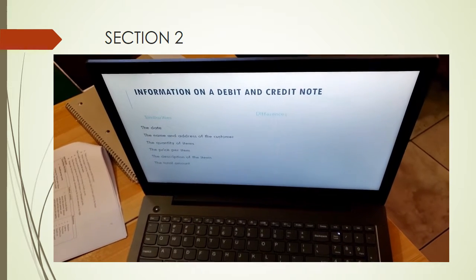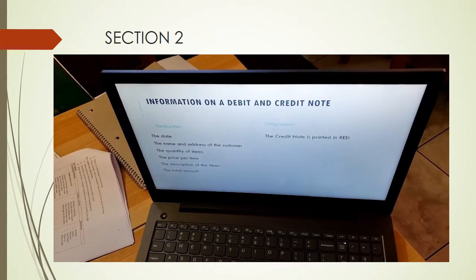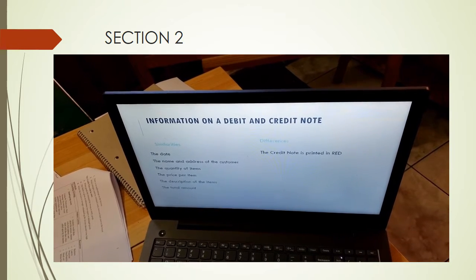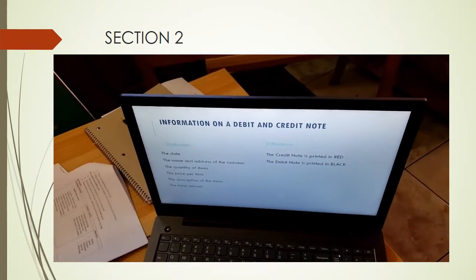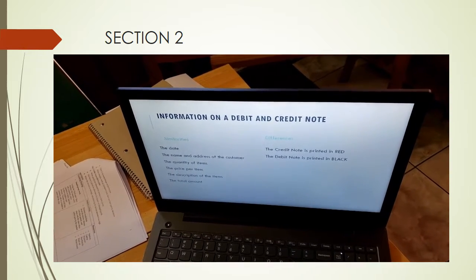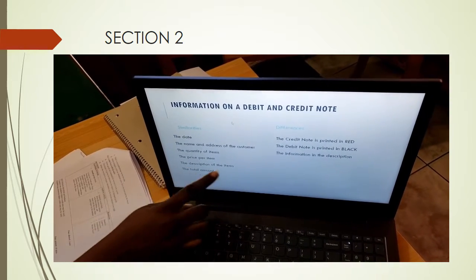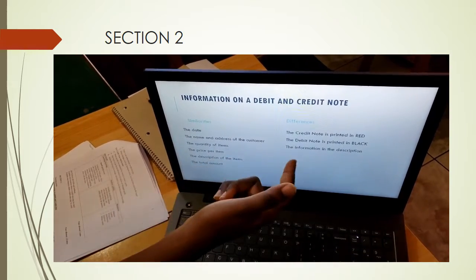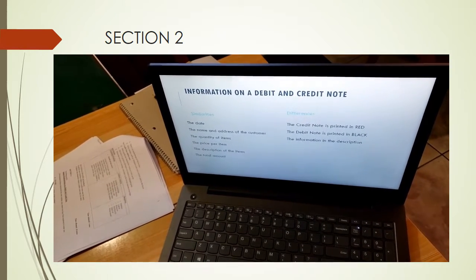Yes? All right. So the differences, and we saw group 2 came up with it. That is correct. The credit note is printed in red, right? And the debit note is printed in black. Another difference is the information in the description. Although both of them have description of items, they would have a different description, because one is a debit note and one is a credit note, so they'll have a different description of the information contained in it.